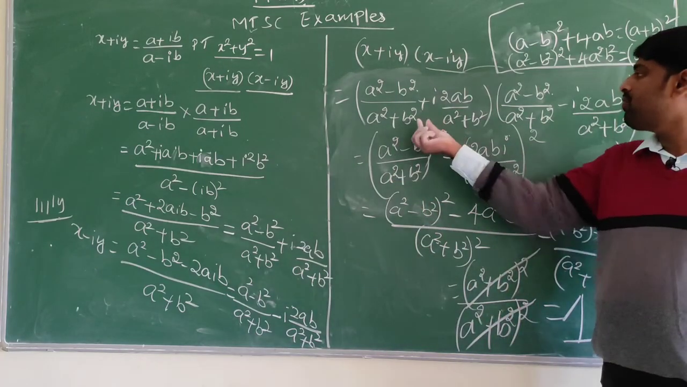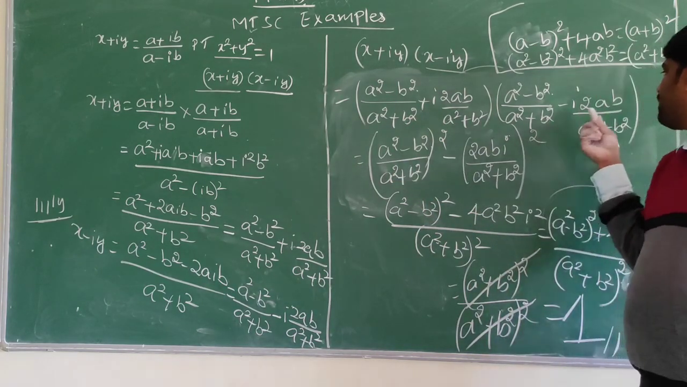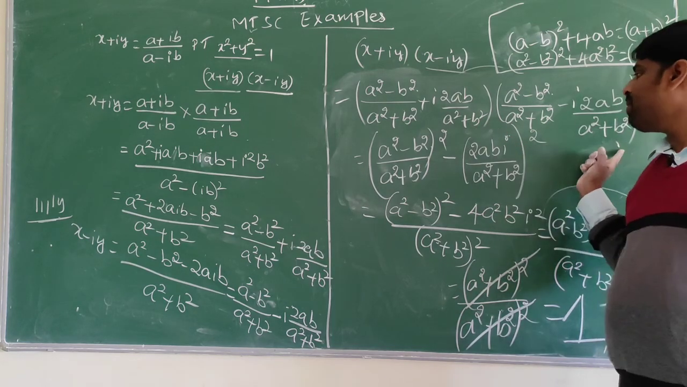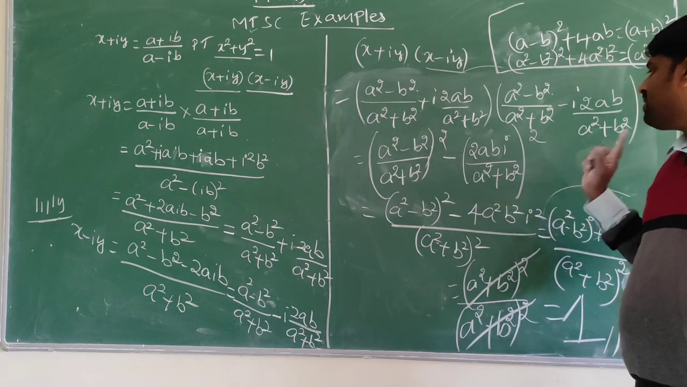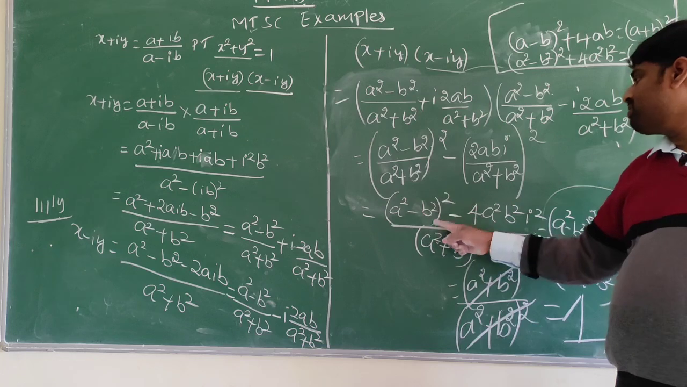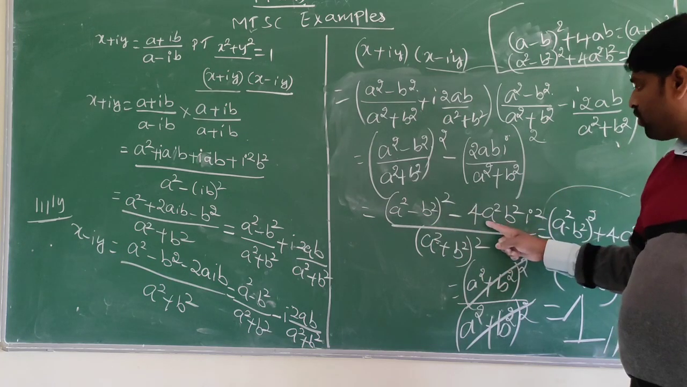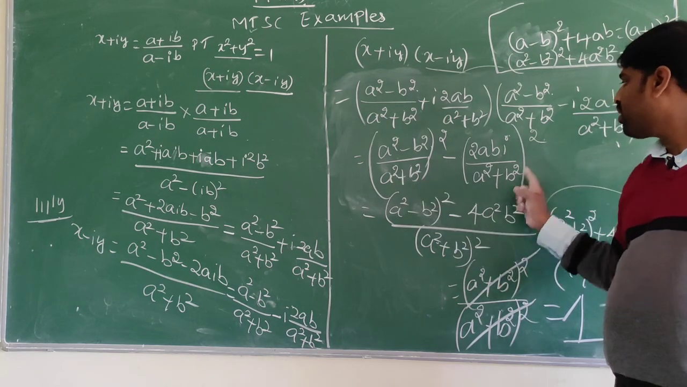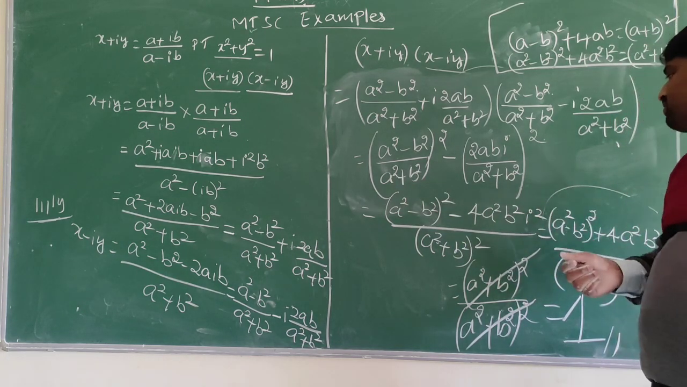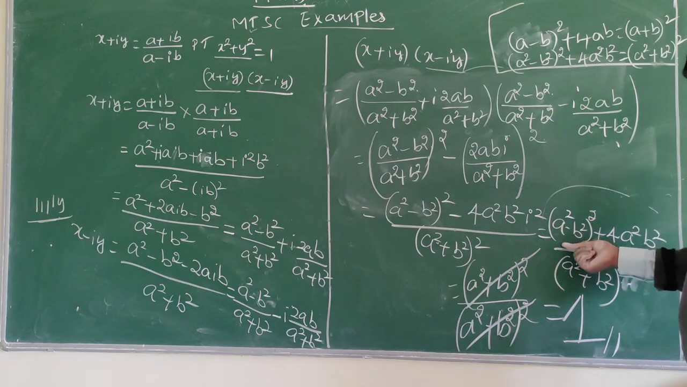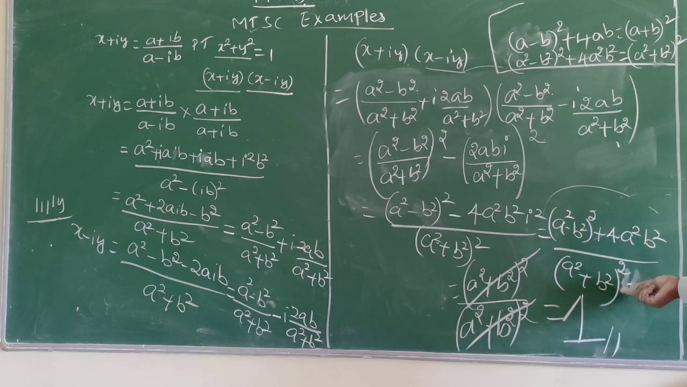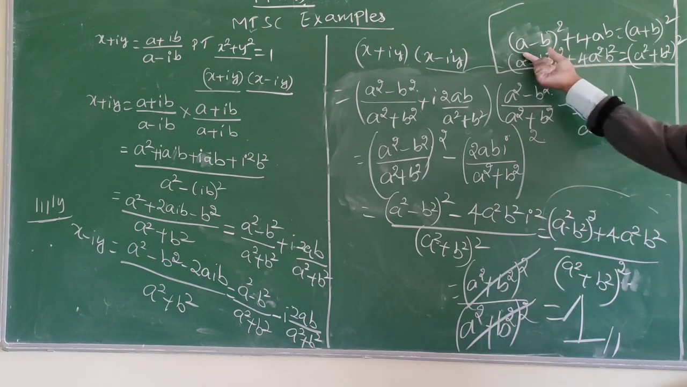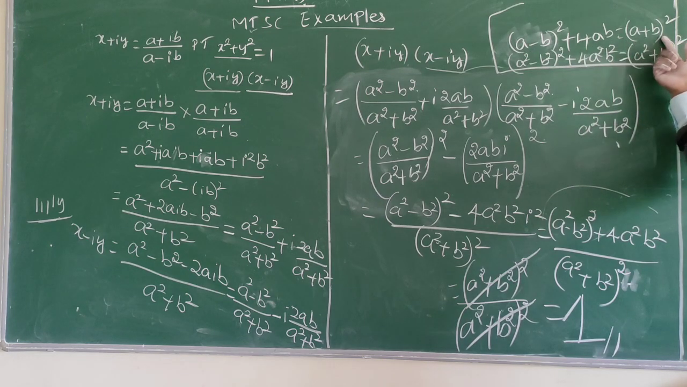And again it is of the form (a plus b) into (a minus b). So (a plus b) into (a minus b) is a square minus b square. And again (a square minus b square) whole square, 2 square is what? 4 a square b square i square. And again the LCM is what? (a square plus b square) whole square. i square is what? Minus 1. Minus into minus is plus. (a square minus b square) whole square plus 4 a square b square divided by (a square plus b square) whole square. We have one formula: (a minus b) whole square plus 4ab equals (a plus b) whole square.